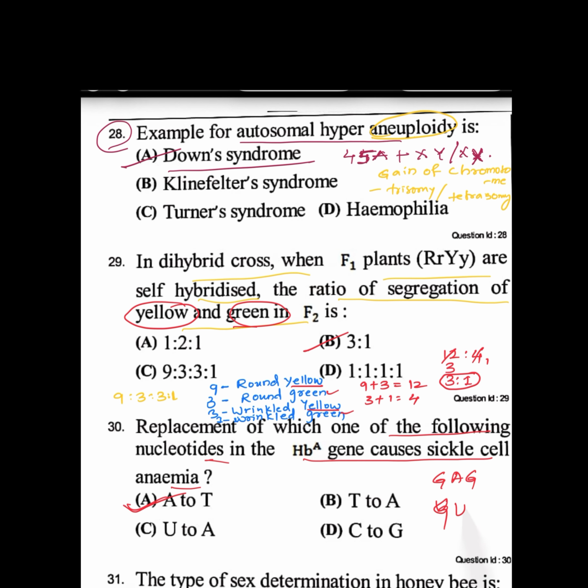Next question, replacement of which of the following nucleotide in a HbA gene causes sickle cell anemia? Where glutamic acid is replaced by valine, that is GAG is replaced by GUG. Answer A.